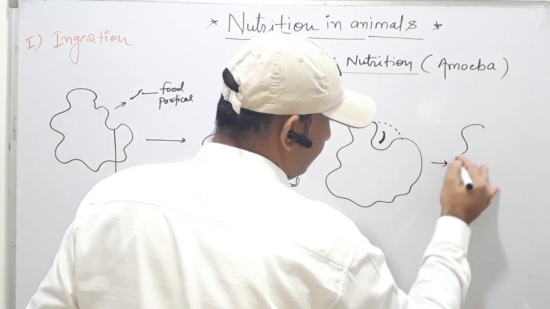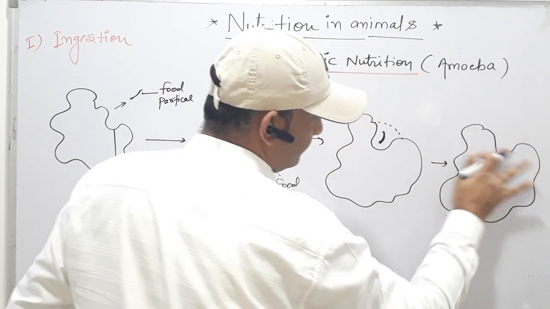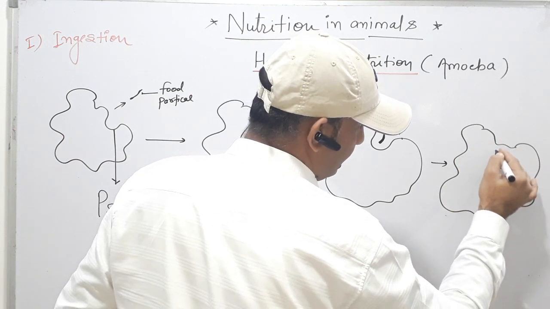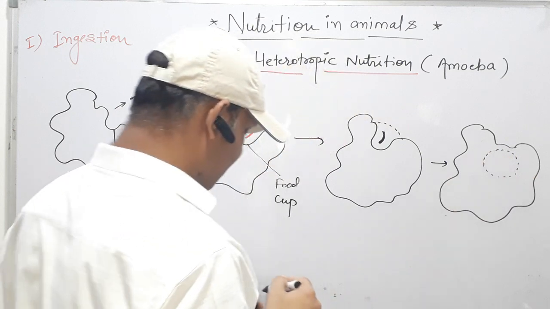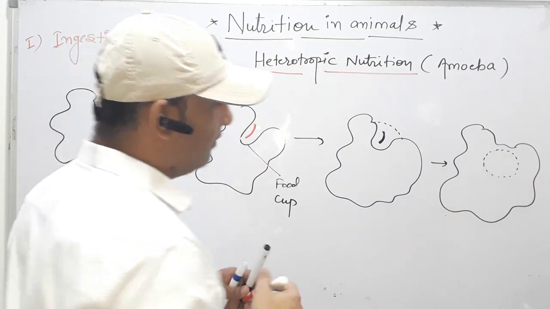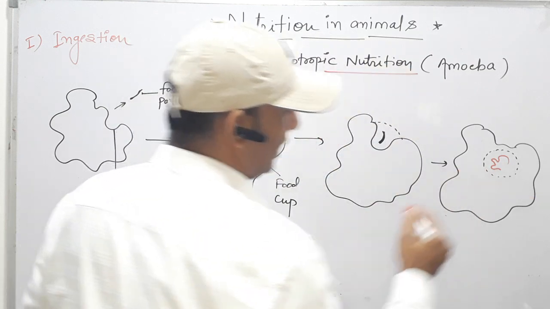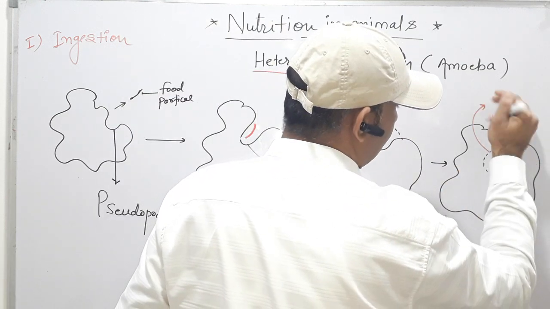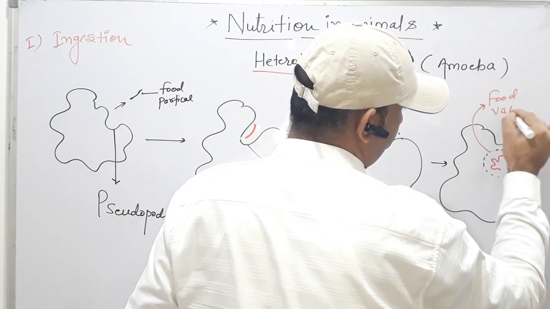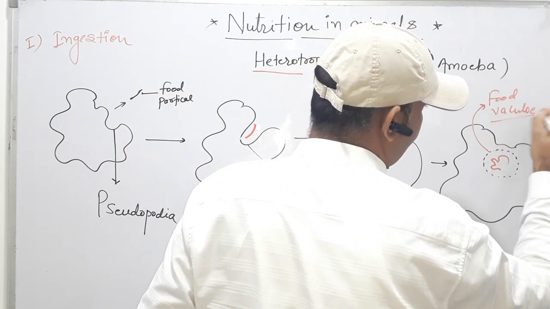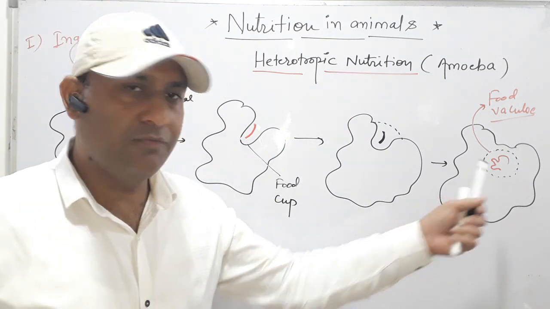In the next stage, now the food particle enters into the structure which is called food vacuole. So the food vacuole is called the temporary digestive system for amoeba.